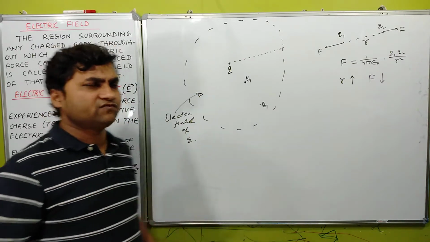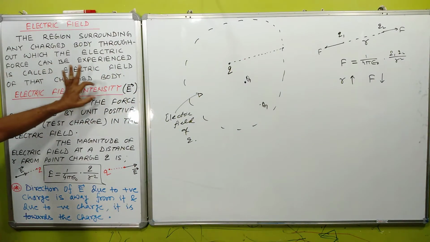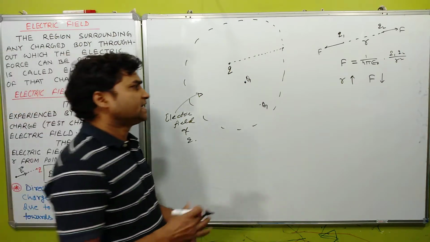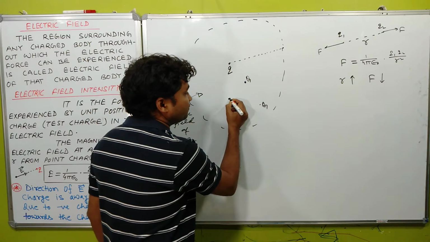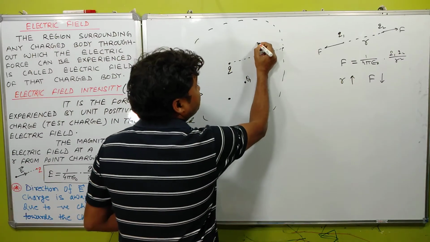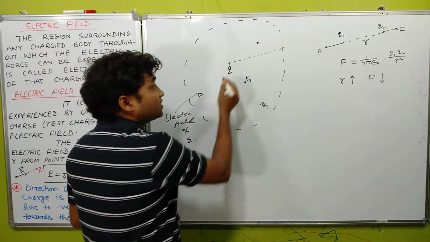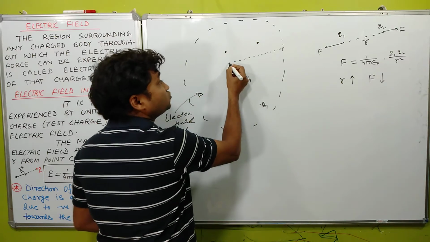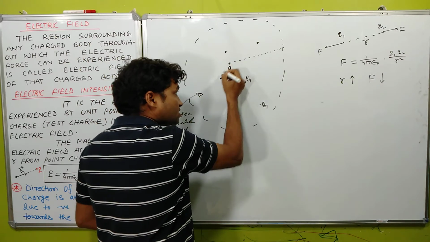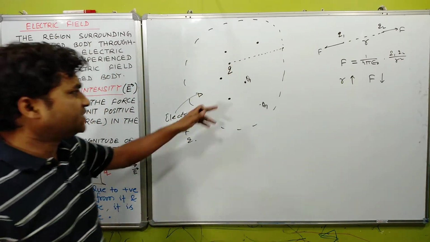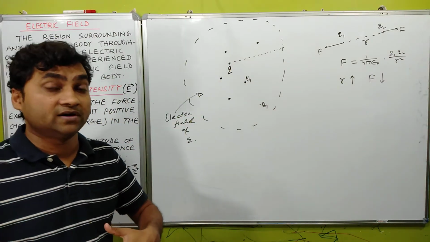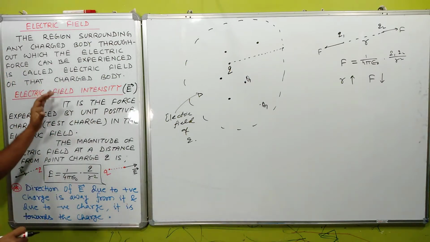So what is electric field intensity? We are now at the term electric field intensity. Electric field, how will you calculate what will be the value of electric field at this point, what will be the strength of electric field at this point due to this small q? Very clear that at different places the value of the strength of electric field will be different. So this strength of electric field is calculated by the term electric field intensity.